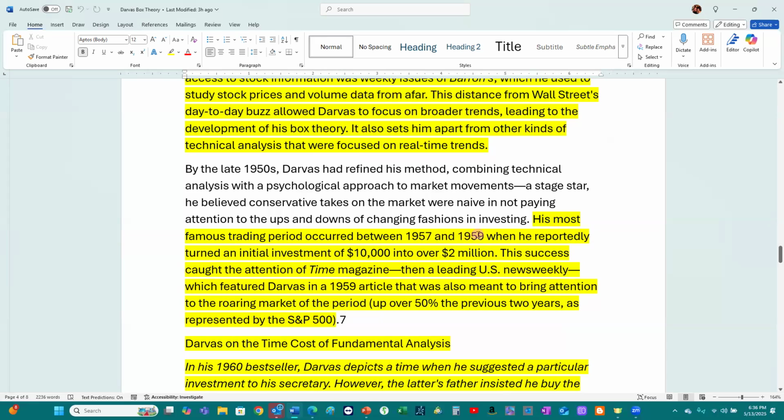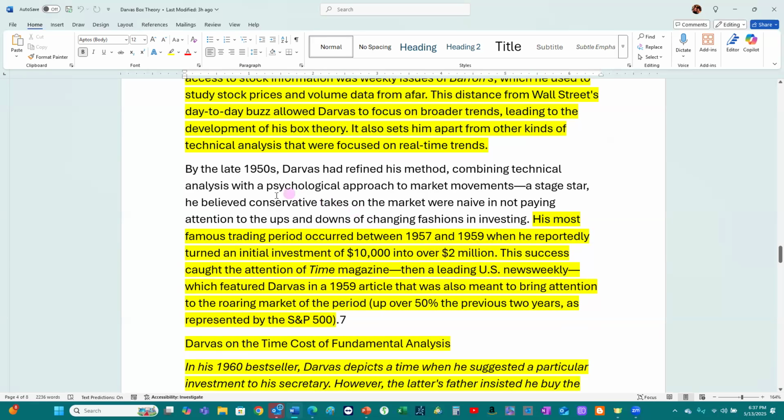was a super bull market. It was part of the secular bull market during that period, which actually ended in '69. And it started right after World War II. And that secular bull ended in '69. And that's when Darvas made all of his money.